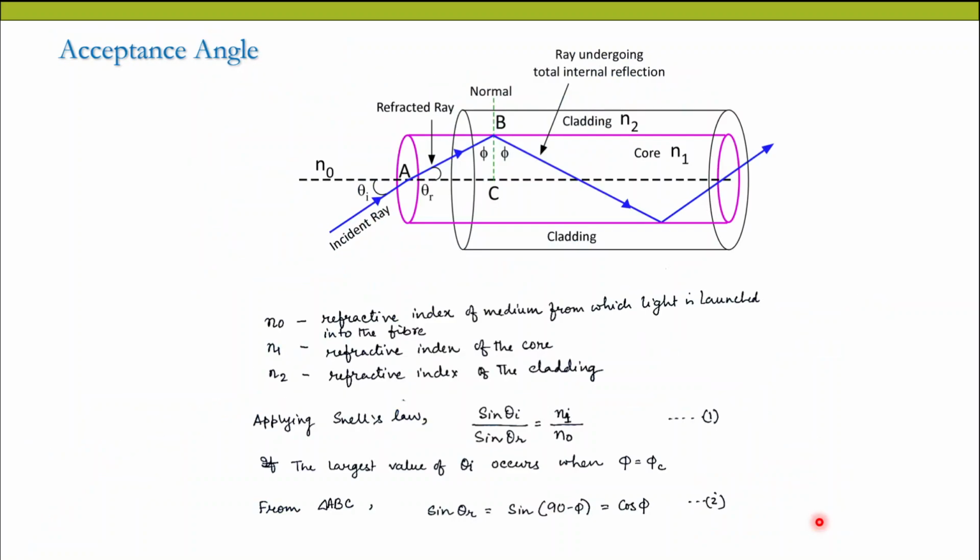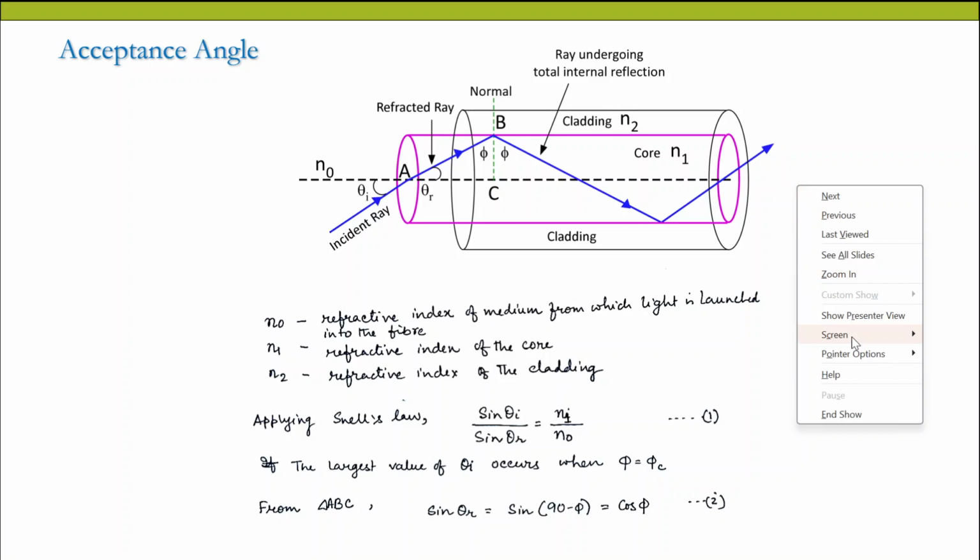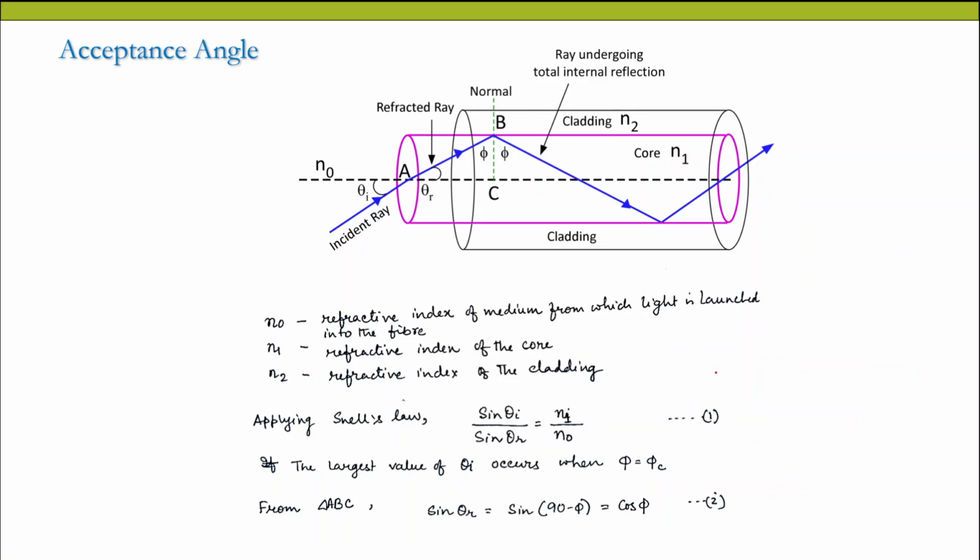Now let us discuss the acceptance angle. For this, let me take the pen first. Okay, so here we have three media. One is this launching medium, which has a refractive index n0. And this core, we have taken the refractive index n1, as we have already said previously, and the cladding has refractive index n2.